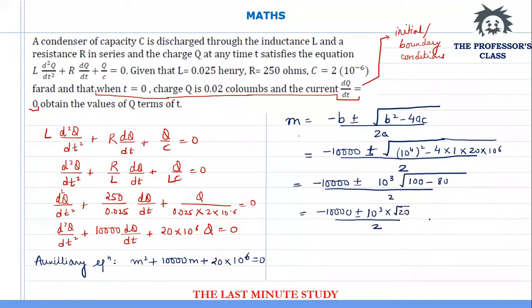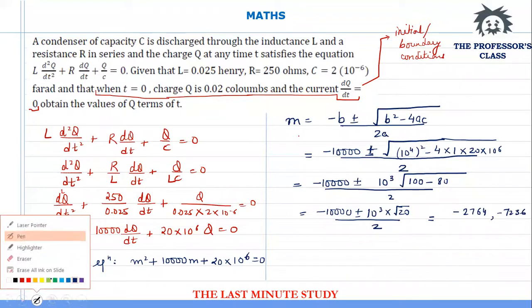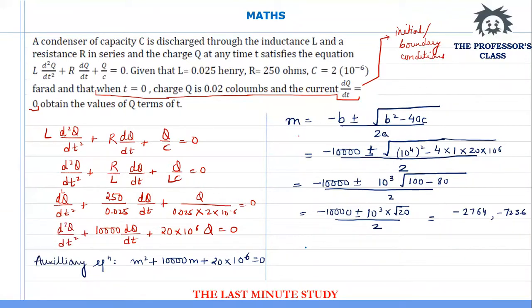Now this on solving will give you two answers. The first one being minus 2764, the second one being minus 7236. You can try it on your own and substitute the values in the final equation, which will give you the general solution over here. The general solution for this will become C1 e raised to the power m1 x plus C2 e raised to the power m2 x. Substituting the values of m1 and m2, you'll have a general solution as minus 2764.